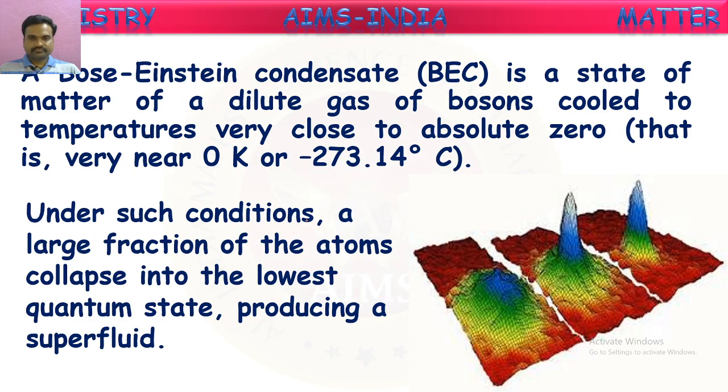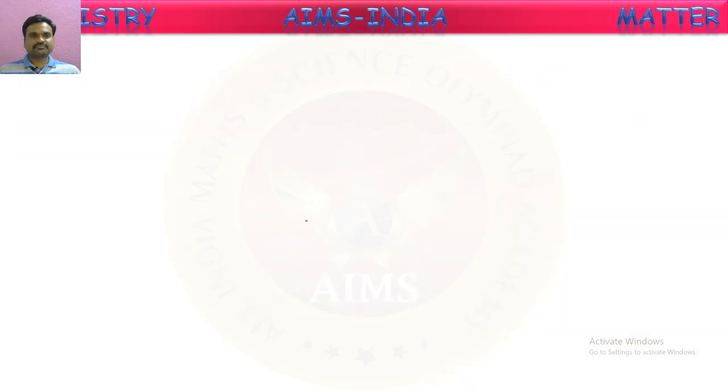Right, children? That is about the five states of matter. What are those? Solids, liquids, gases, and the two newly known states: plasma and Bose-Einstein condensate. They are the five states of matter, right? Based upon this, you can see the assessment now.